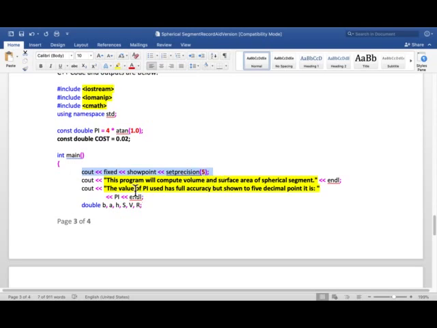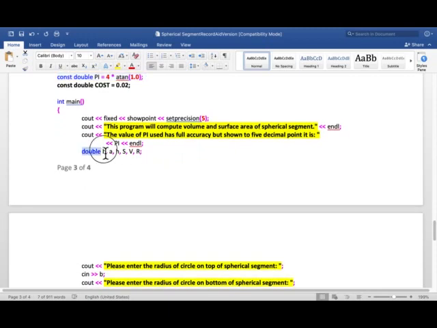So it says this program will compute volume and surface area of the spherical segment. Value of pi used is at full accuracy, but shown to 5 decimal points. And it is, I just go ahead and output it. When this line is executed, the computer will actually compute this and store it into this one.